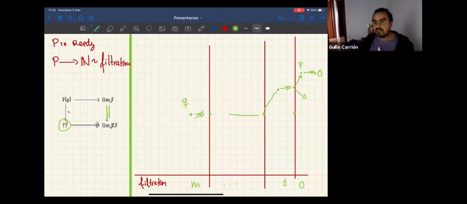So here we have the first problem. We have to solve this diagram, and now we are going to use homological algebra tools. As I assume that everyone knows about the mapping cylinder.